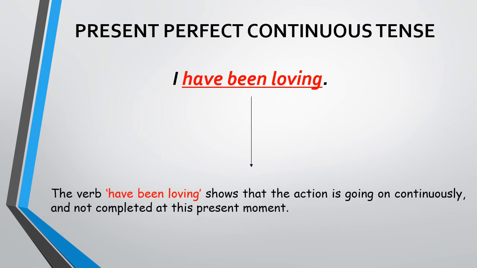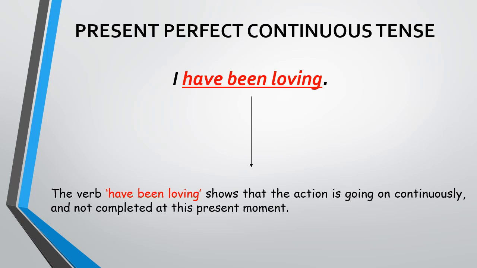The verb have been loving shows that the action is going on continuously and not completed at this present moment. If I say I have been eating my breakfast, it means the act of eating breakfast is still going on. It started maybe at some point of time, and it is still going on at the time of speaking, and the action is incomplete.